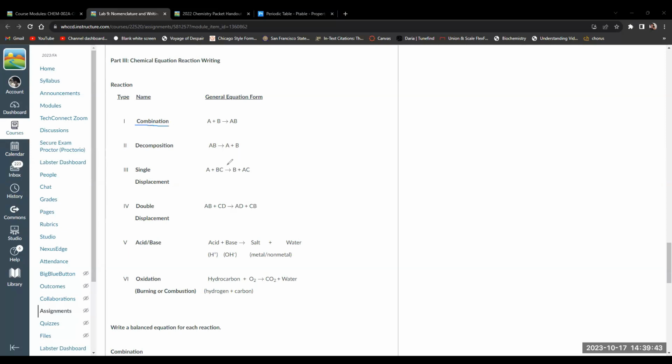Combination. It's very self-explanatory. Two species are combining with one another to make one species. It's very straightforward. Next one, decomposition. It's more or less the opposite of combination. When something decomposes, it's being, quote unquote, torn in half, torn into pieces. So we take one species and it's separated into two separate ones.